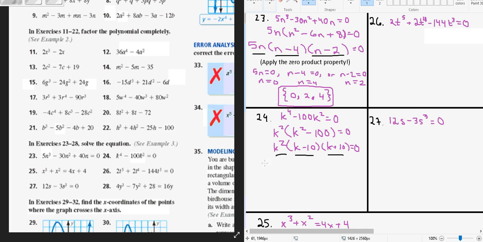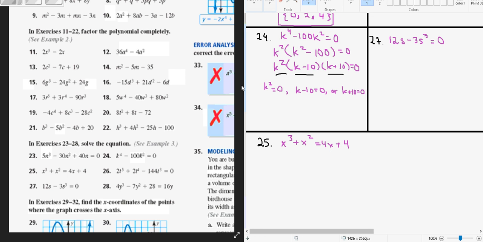So we get k squared equals 0, k minus 10 equals 0, or k plus 10 equals 0. We need to solve all three of those equations. So for this one, to undo the square, we need to take a square root of both sides. We get k squared equals 0. Take the square root of both sides to undo the square. The square root of a variable squared is the absolute value of that variable. The square root of 0 is 0.